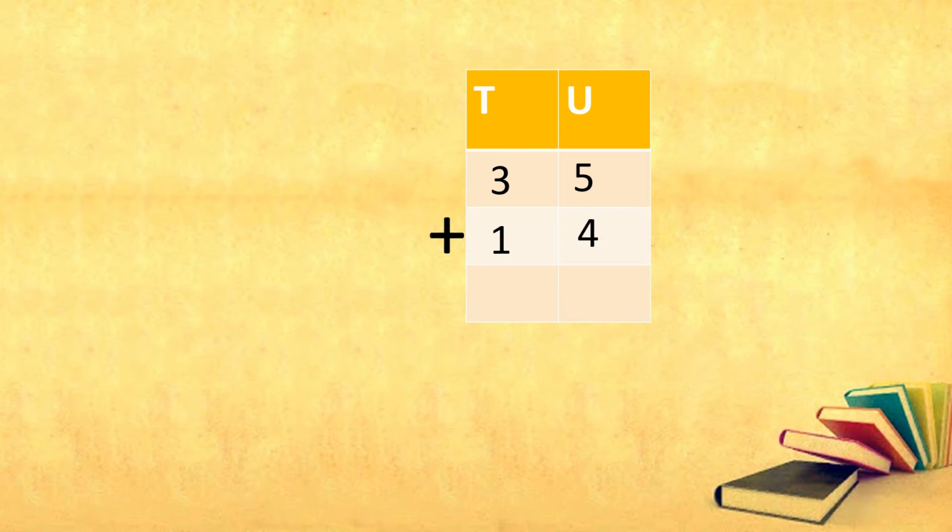First we start from the unit side. So 5 plus 4 equals 9. Then we add the tens side. So 3 plus 1 we get 4. So the total pencils is 49.